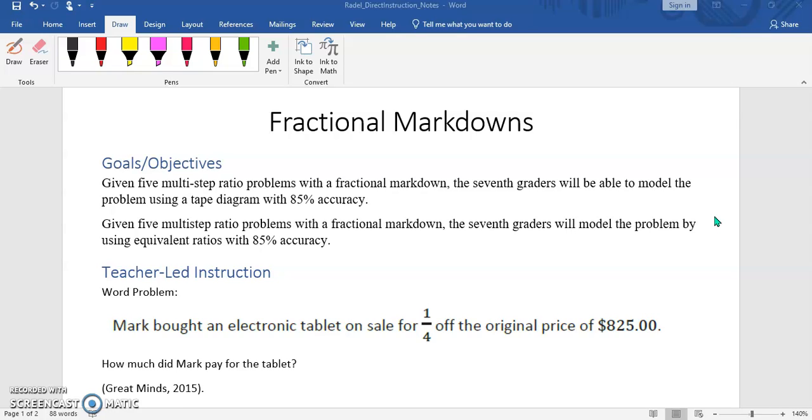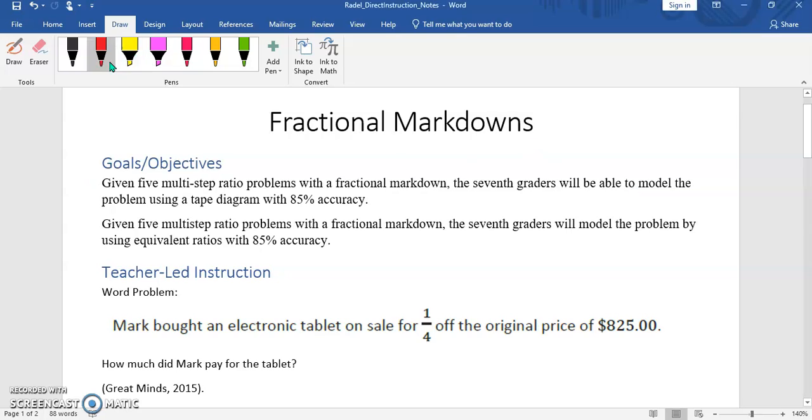The goals for today's lesson are: given 5 multi-step ratio problems with a fractional markdown, the 7th graders will be able to model the problem using a tape diagram with 85% accuracy. Also, given 5 multi-step ratio problems with a fractional markdown, the 7th graders will model the problem by using equivalent ratios with 85% accuracy. Let's break down this word first, fractional markdowns.